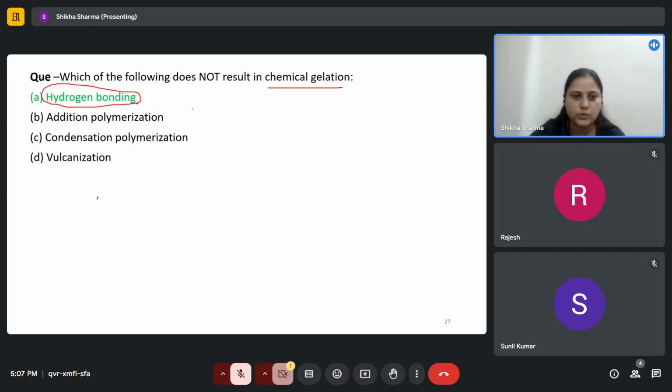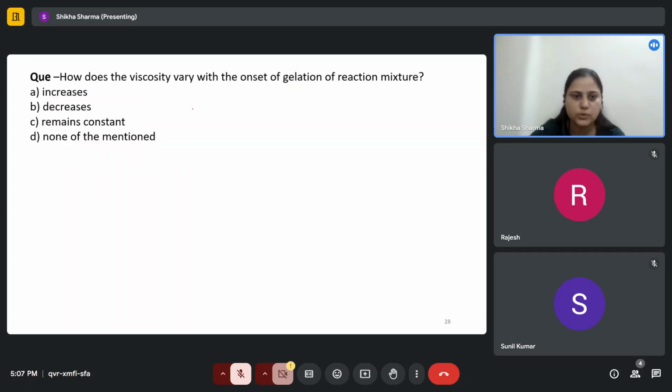Next is, how does the viscosity vary with the onset of gelation of the reaction mixture? Increases, decreases, remains constant, none of the above. How does the viscosity change when there is gelation in the reaction mixture? So what will happen? Anyone? So you are saying A is the correct answer.